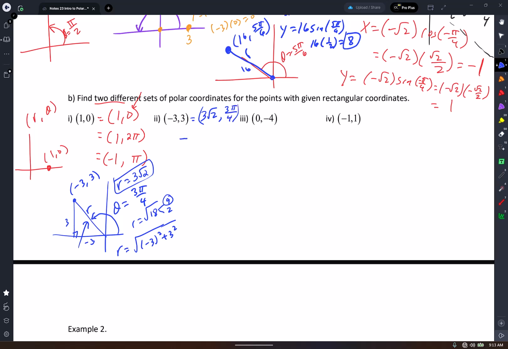So there's one of them. Give me another point, because it says to have two different sets of polar coordinates. It doesn't have to be 3 power 4. I could have also said what?